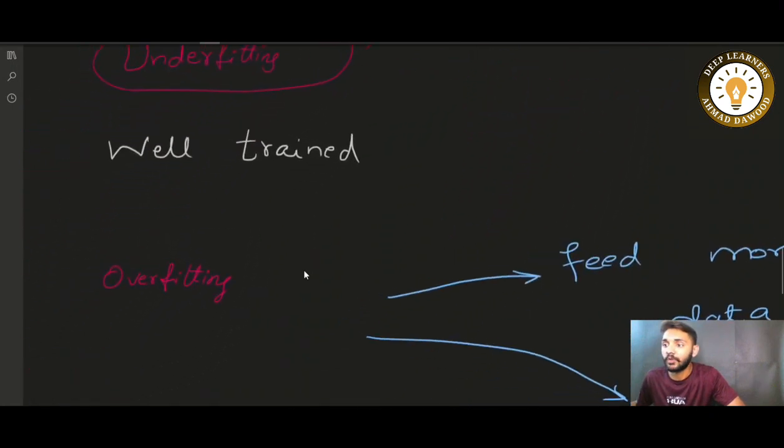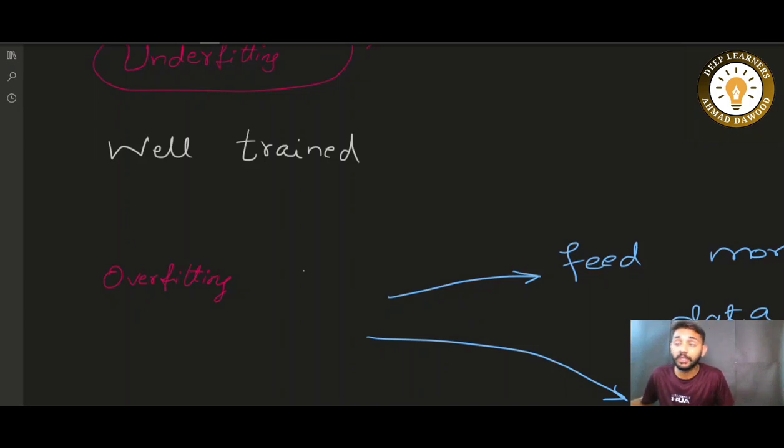In the case of overfitting, how can you solve it? There can be two types of problems: the problem regarding data and the problem regarding the model. The problem regarding data is that your model can overfit the training data points if you have a very small number of training data points. So in that case, you have to feed more data points to avoid overfitting.